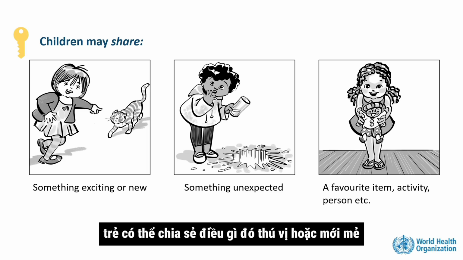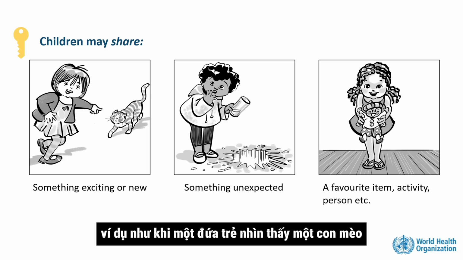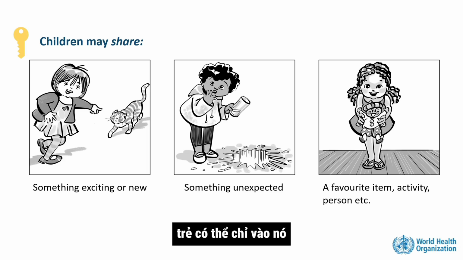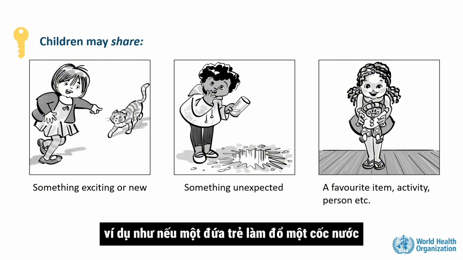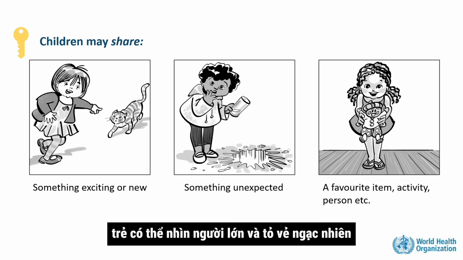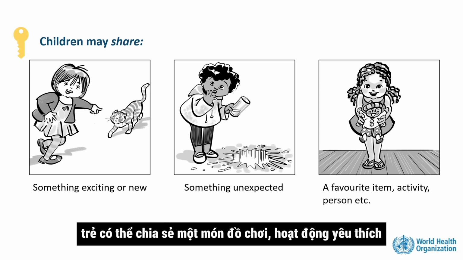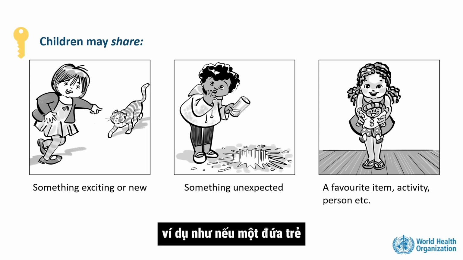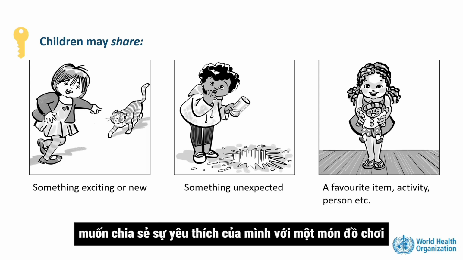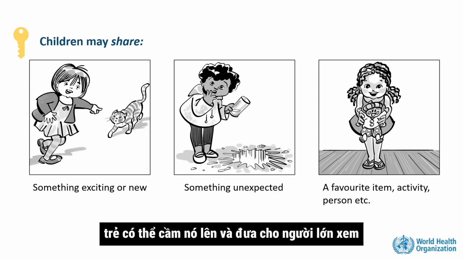Children may share something exciting or new. For example, when a child notices a cat, they may point to it. Children may share something unexpected. For example, if a child spills a glass of water, they may look at an adult and appear surprised. Children may share a favorite item, activity, person, etc. For example, if a child wants to share their interest in a favorite toy, they may hold it up and show it to an adult.